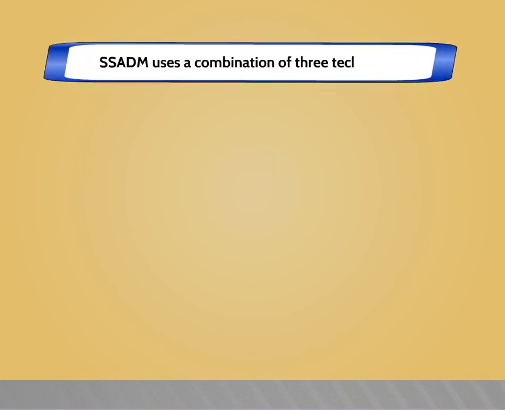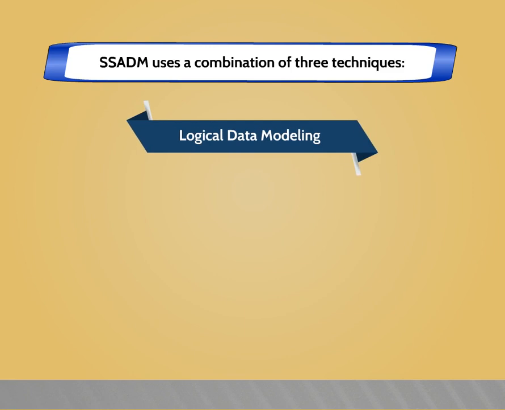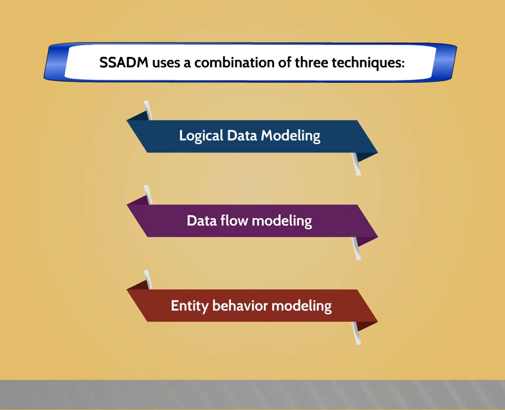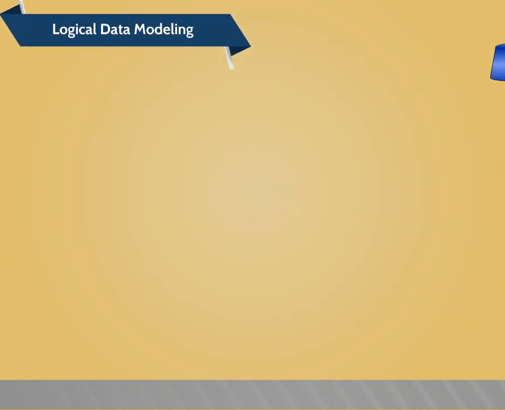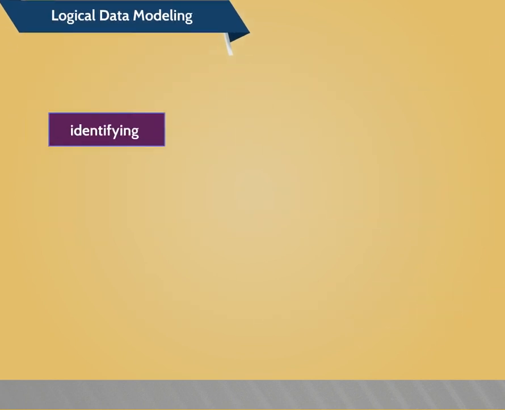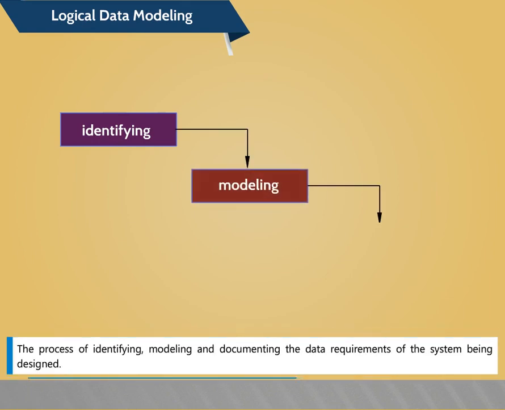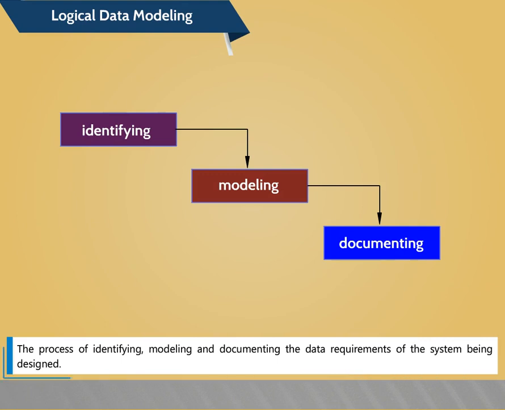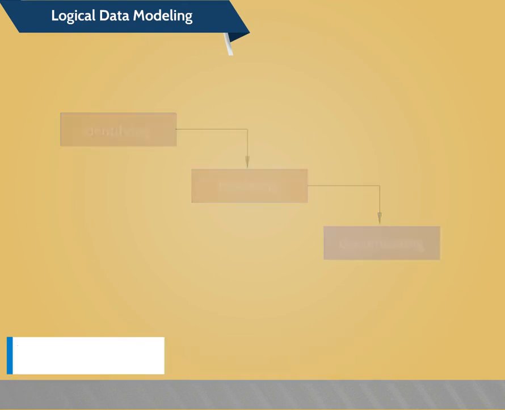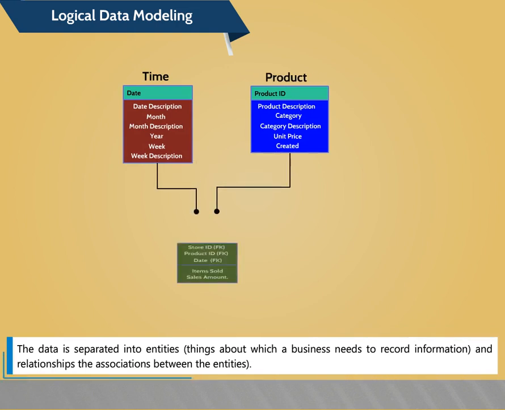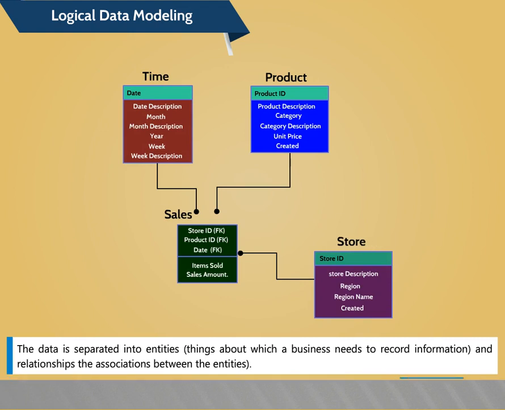SSADM uses a combination of three techniques: logical data modeling, data flow modeling, and entity behavior modeling. Logical data modeling is the process of identifying, modeling, and documenting the data requirements of the system being designed. The data is separated into entities, things about which a business needs to record information, and relationships, the association between the entities.